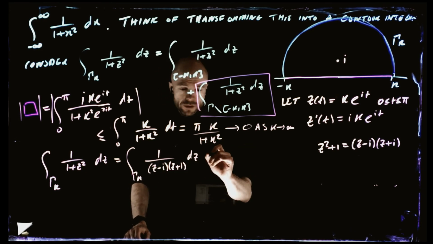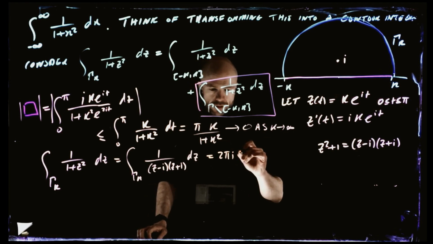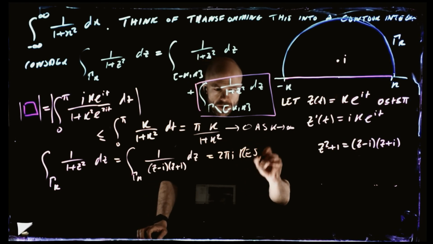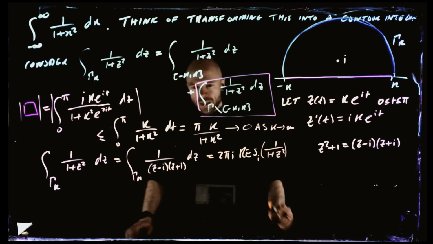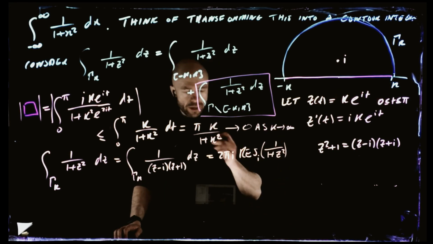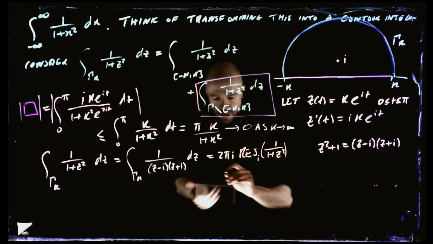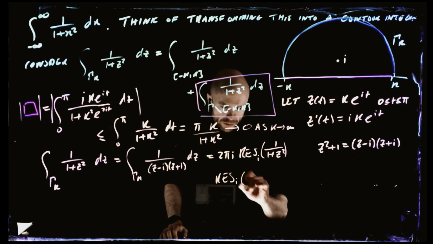So what we need to do is just write 2 pi i, and then the residue at i of this function, 1 over 1 plus z squared. That's the residue theorem. That's what it tells us. There's only one singularity, and the residue is easy to calculate because it's just a pole.